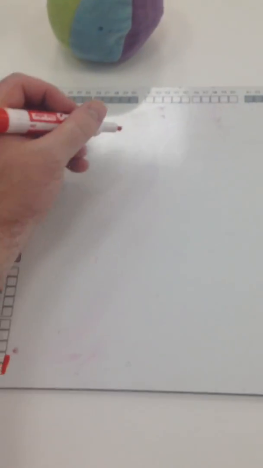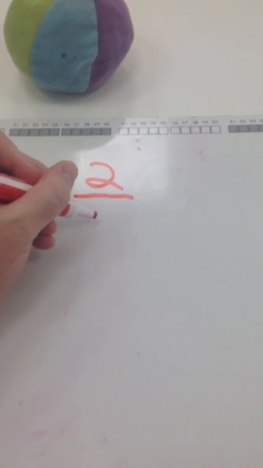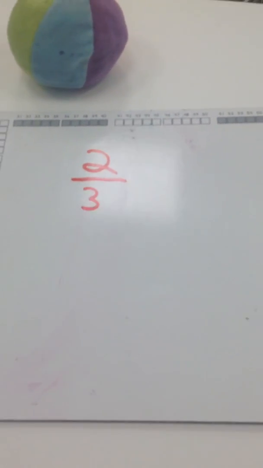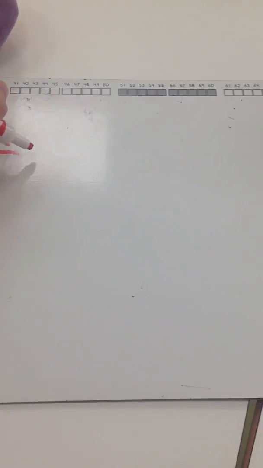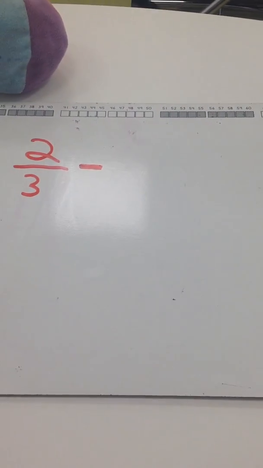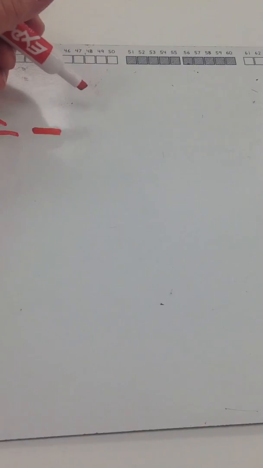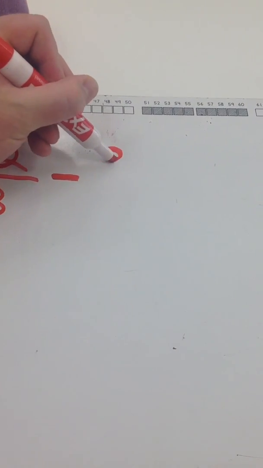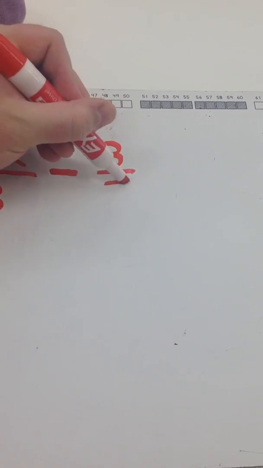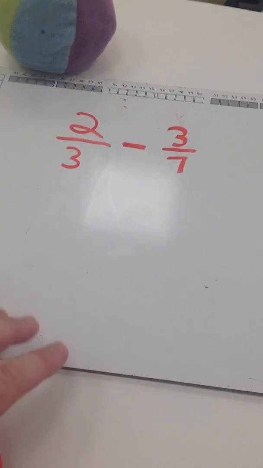Alright, so what we've been working on in class, if you guys remember, is something like 2/3. We're going to work on subtracting now. 2/3 minus 3/7. So 2/3 minus 3/7.